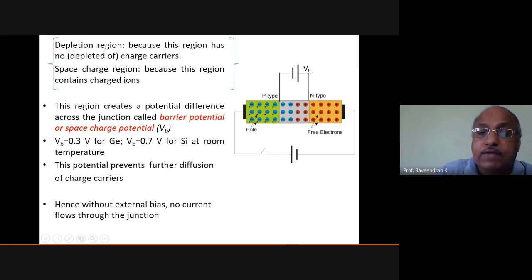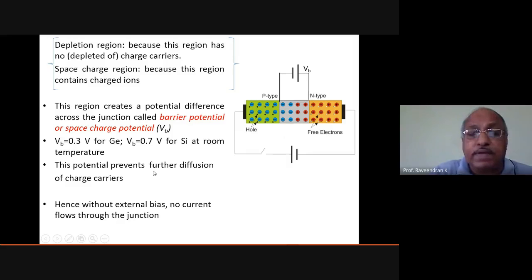Or if you are connecting an external voltage, and the switch is closed, this external voltage E can send a current through this by opposing this space charge potential, by overcoming this barrier potential or space charge potential. Understand? So this VB will be numerically equal to 0.3 volts in the case of a germanium material. If the PN junction diode is made of germanium, then the space charge voltage will be 0.3 volt. If it is a silicon material, the space charge voltage will be about 0.7 volts at room temperature, that is at 30 degrees centigrade or so.